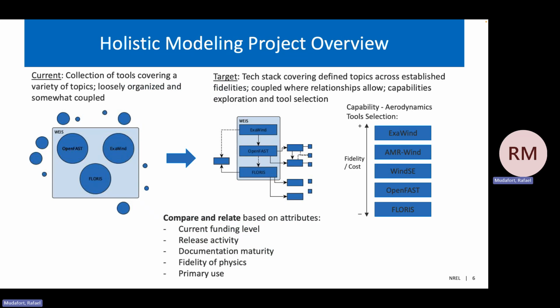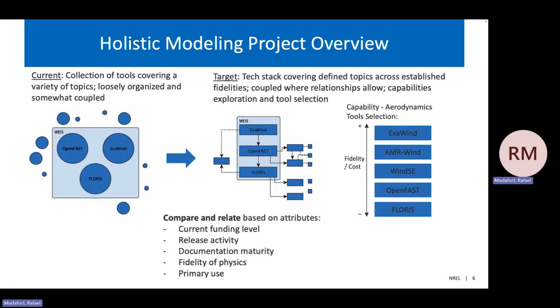So just to give some context here, this is the objective of the Holistic Modeling Project. On the left here, I've got just a representation of what is kind of our current state of how the software tools relate to each other. They're generally fairly loosely related. We have an intuition on the physics captured and the fidelity and how we might be able to use these combined.